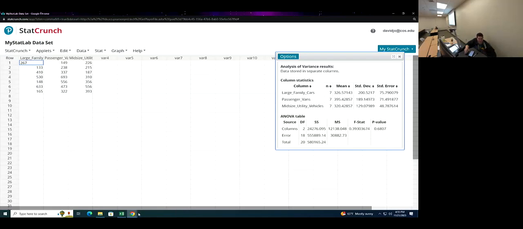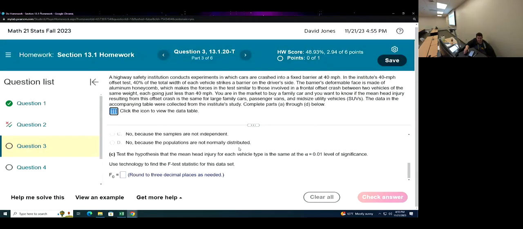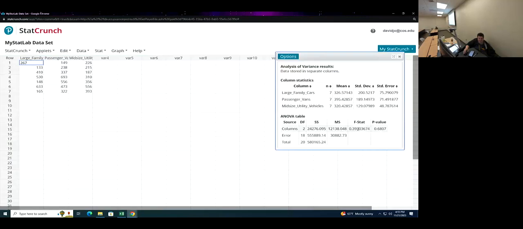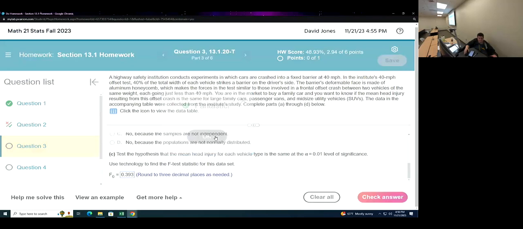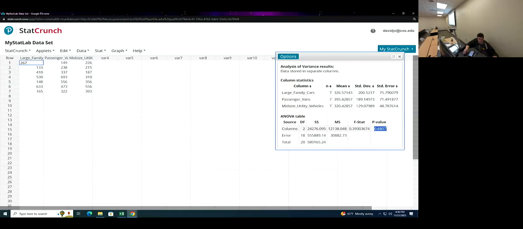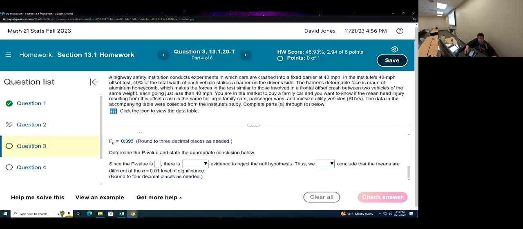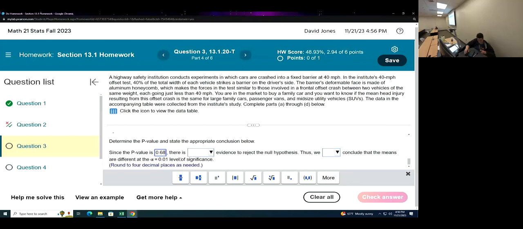What are we looking for here? P-value or F-stat? They want F-stat. F-stat to 3 decimal places. It's pretty low. And a p-value. I'm guessing they want 3 decimal places here. So 0.681. That's definitely higher than alpha. So the p-value is not too low. We do not reject H0. There is not enough evidence.